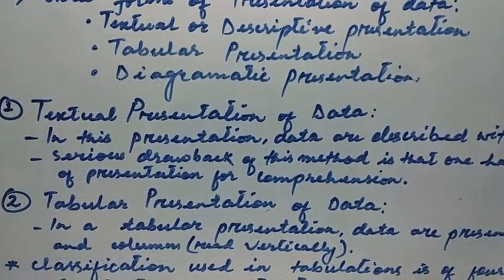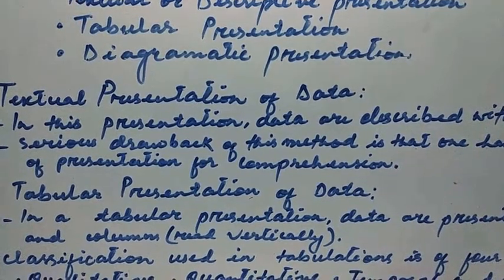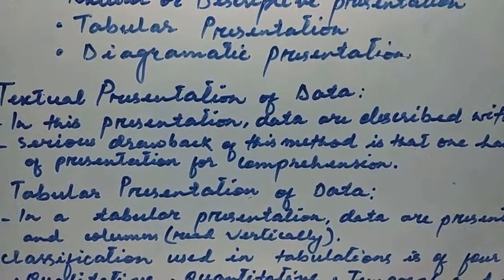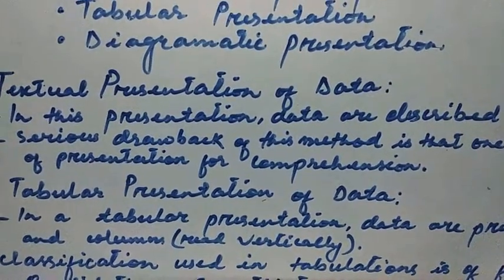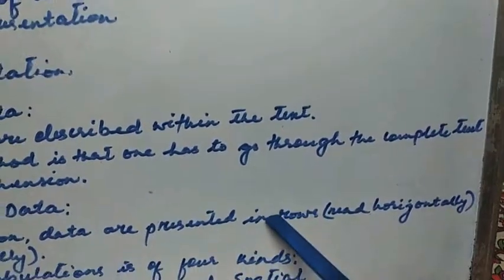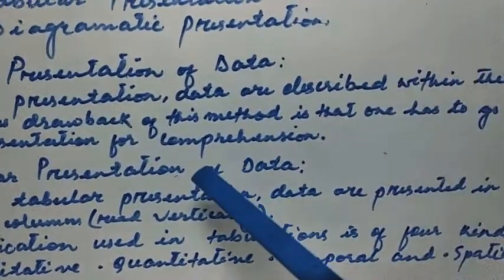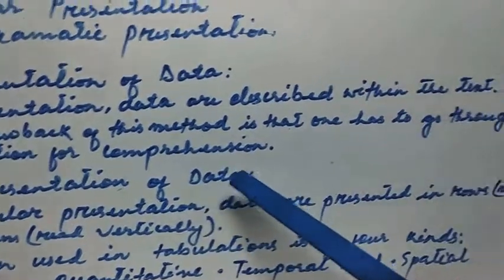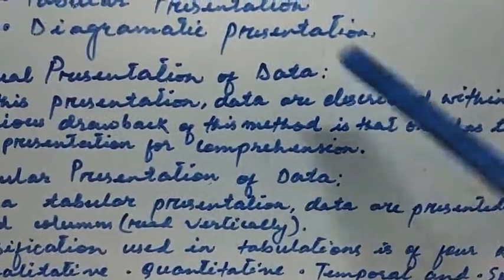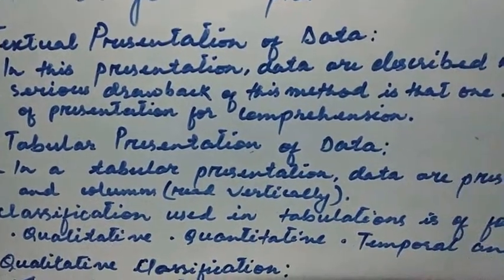So the next is tabular presentation of data. In tabular presentation, data are presented in rows, which we read horizontally, and also in columns, read vertically. So we are presenting the data in rows and columns. That is tabular presentation of data.